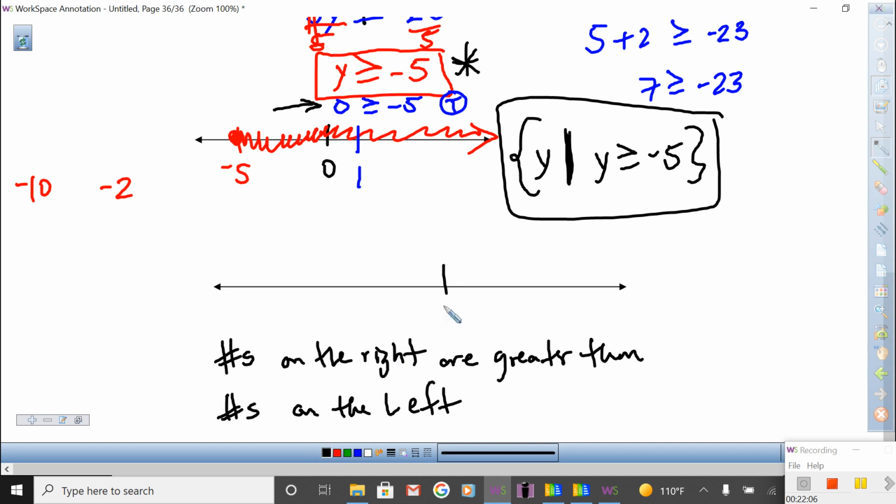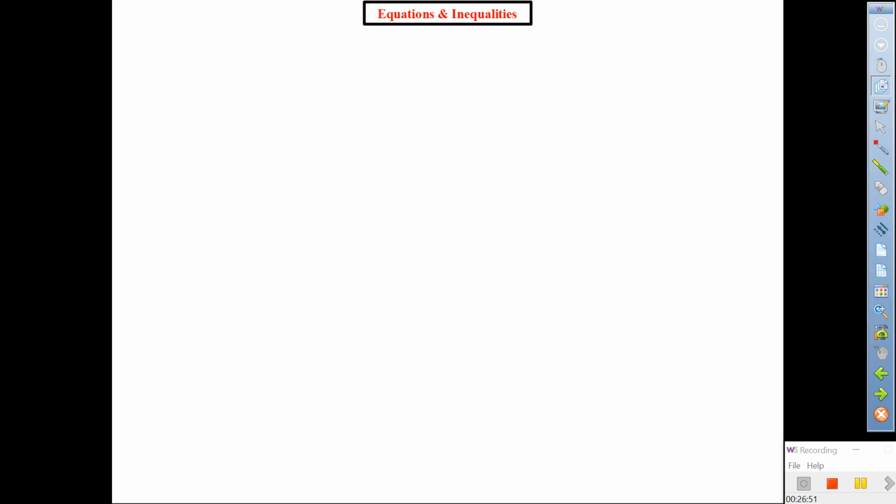So here it goes. Let's say 0 is here. Where's -2? -2 is here. -10 is over here. So the one to the right is -2. That's why it's greater. That means -10 is less than -2. Okay, so think about it like that when you're comparing numbers. Okay, we good? All right, let's move on.